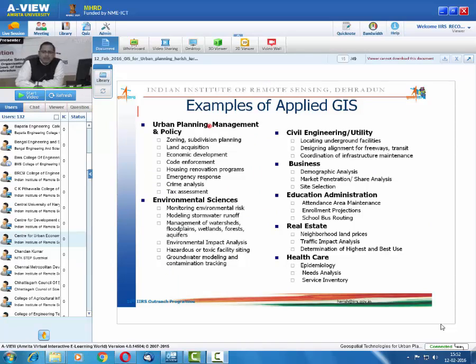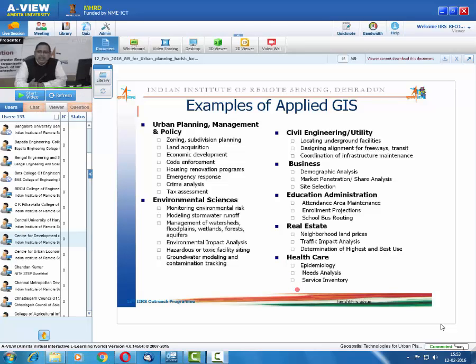Some example applications of this particular technology you can see, for example, urban planning and management and policy. This particular topic will be covered in detail in due course of time. And then we have some environmental studies. You can see here a number of topics are listed. We have civil engineering utilities. Some of the areas are identified here. In business, how we can use GIS. Education and administration, how we can use GIS. Real estate, healthcare, another interesting area like health GIS.